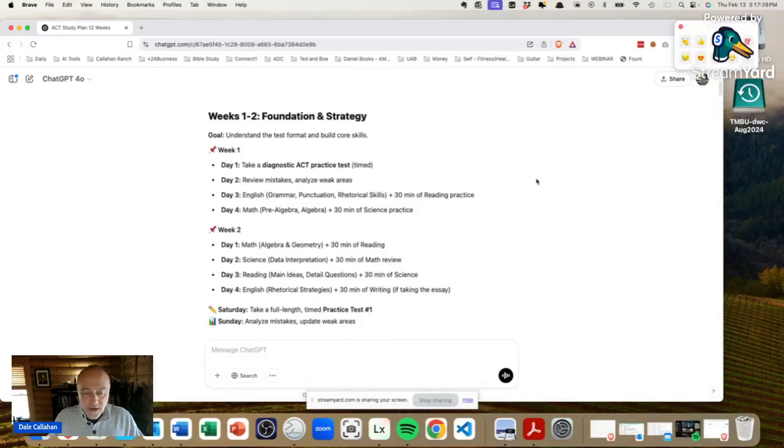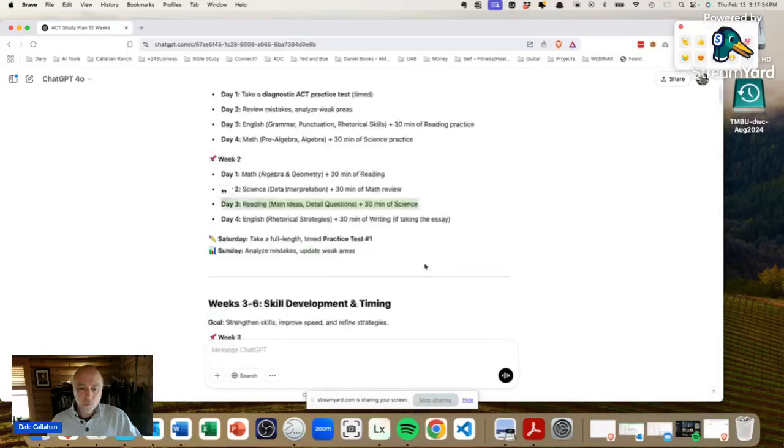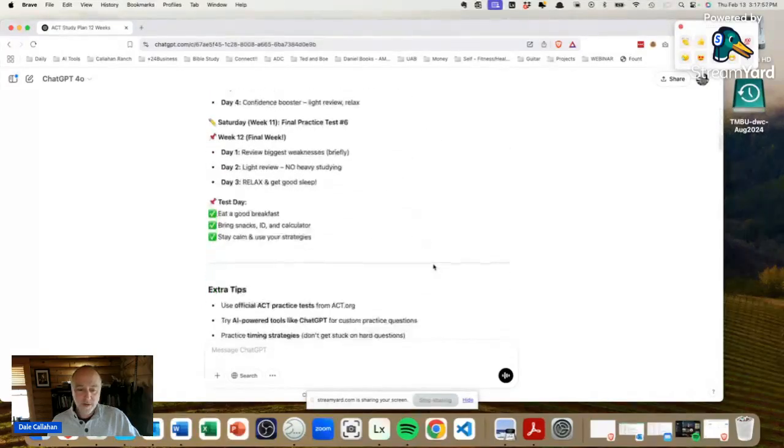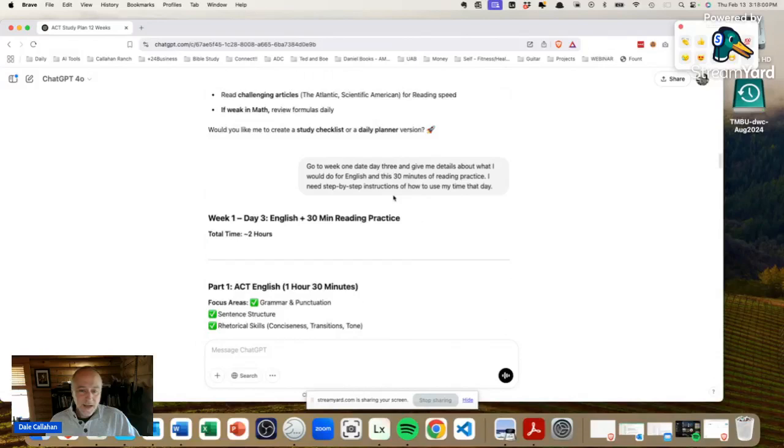One of the things I went through in that exercise, I did intentionally, because the initial 12-week plan that I asked for left something to be desired. For the typical human student who is trying to study, I need it to tell me exactly what to do. Because when I look over here and see day 3, reading, look at the main ideas and detailed questions, what does that mean? That's why I wanted to follow it up with, hey, help me out. What does that mean? So that's why I came down here and asked that.